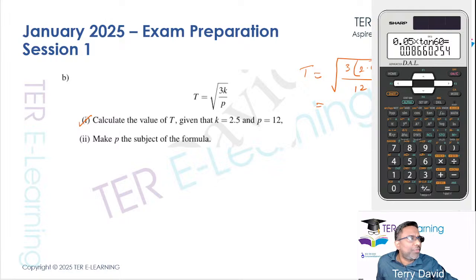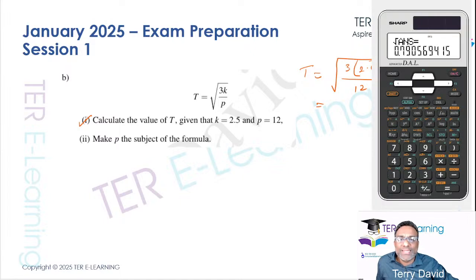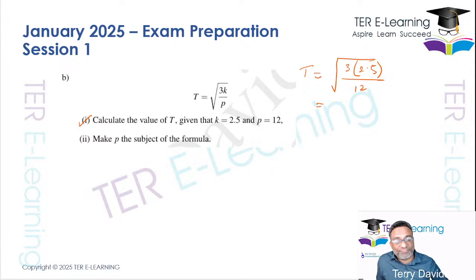All right, so we're trying to work out the square root of... so this is how you do this in the calculator. I'll say 3 multiplied by 2.5, and then I'm going to divide that by 12. You're going to get an answer, but we have to find the square root of that. So the answer for t is going to be 0.79. Let's put that as the answer. So that's part 1.